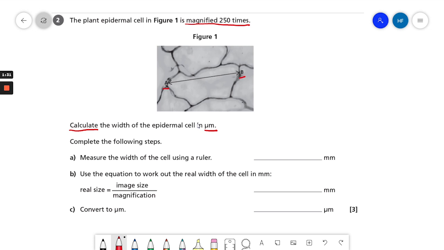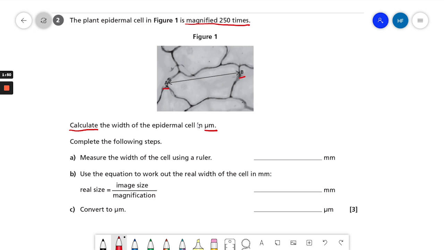Now don't worry too much if you don't know what an epidermal cell is and you haven't heard of it or can't recall. It's actually just the outermost layer of the cell or plant cell. But even if it was a different cell type, the process to answer the question is exactly the same, so don't let that throw you.